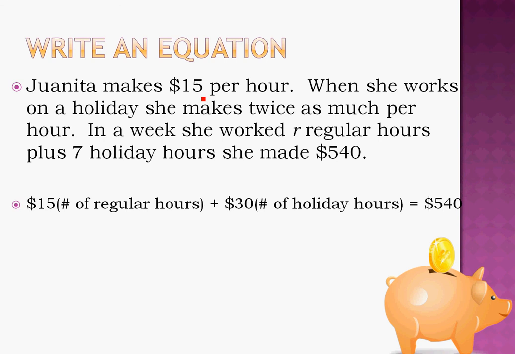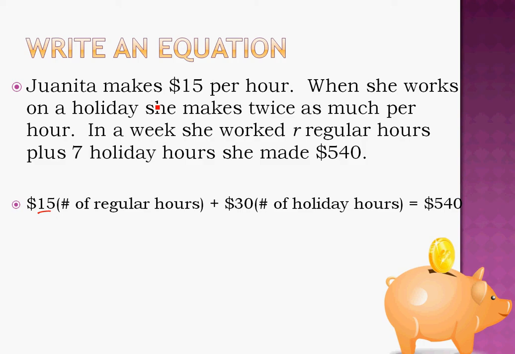We know she made $15 per hour. So I've got that here, $15 per hour. And she gets $15 per hour for every regular hour, which is a non-holiday hour. So however many non-holiday hours she works, we're going to multiply that by 15, and that'll tell us how much money she makes for those hours. Plus, in addition, she gets $30 for every hour she works that was a holiday hour. So however many holiday hours she works, we have to multiply that by $30 because that's how much she gets paid per hour. Now where did I get that $30?